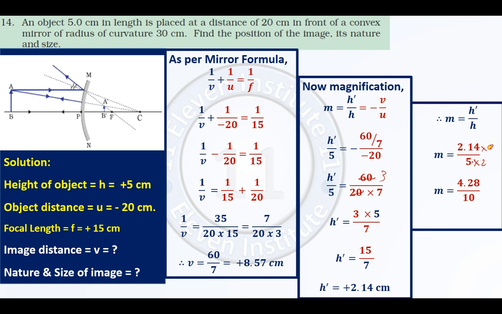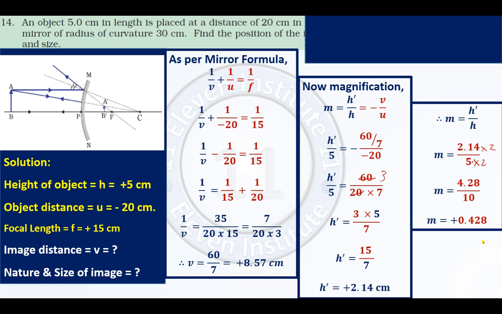Since 2.14 is on top, that will also be multiplied by 2. So we get 4.28 divided by 10. It will be quite easier to solve like this, and we get the answer plus 0.428. The positive sign indicates that the image formed is virtual and erect, and this value is less than 1, which shows that the image is diminished compared to the object. So we write over here position 8.57 centimeters behind the mirror.